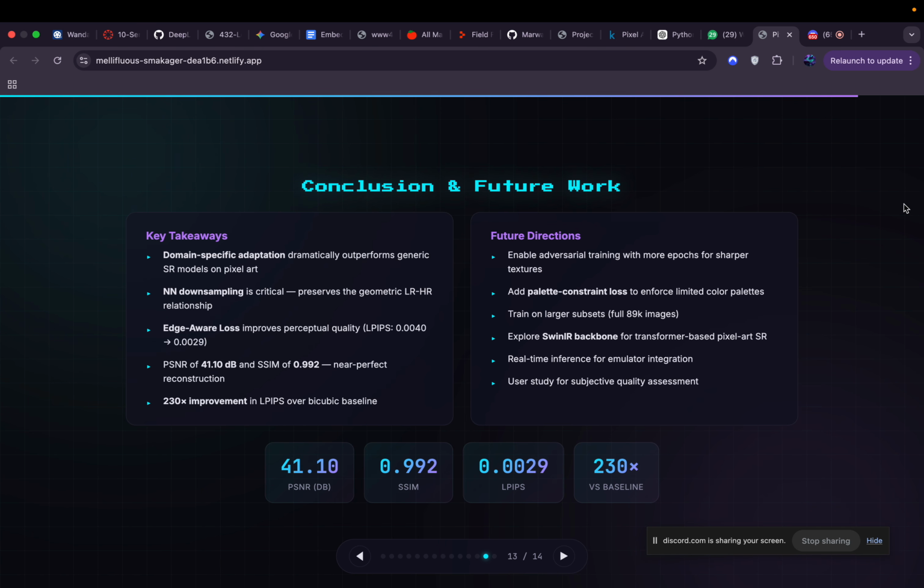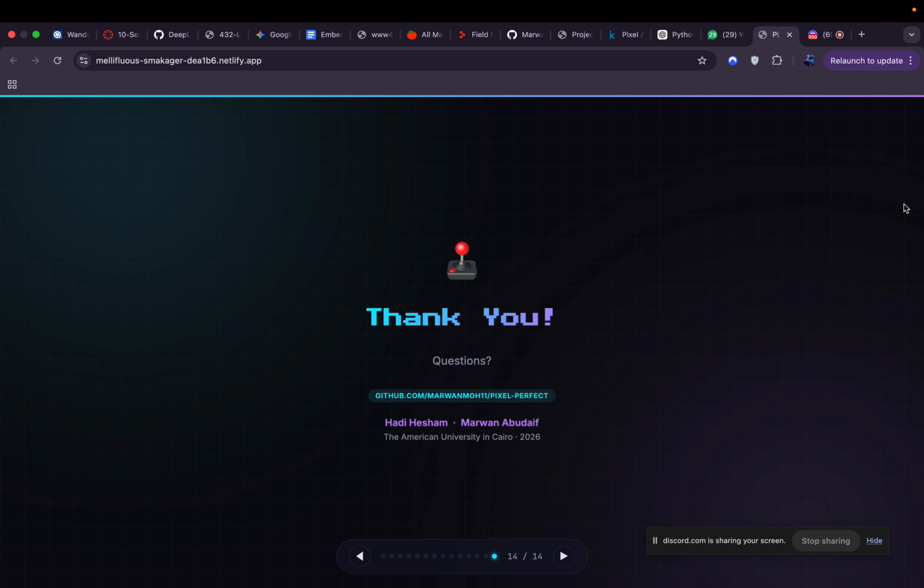adversarial training with longer training to get even sharper textures, add a palette constraint loss to enforce limited color palettes typical of retro games, train on the full 89,000 images instead of our 5,000 subset, explore using a SwinIR transformer backbone instead of the convolutional RRDB, and work toward real-time inference for integration into actual game emulators. Thank you, and our code is available on GitHub.